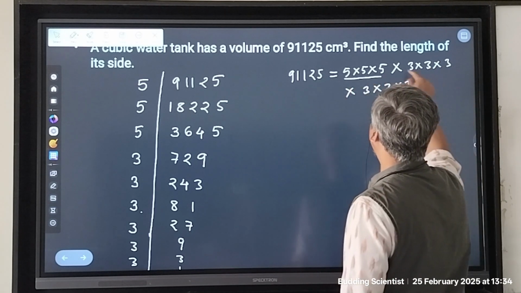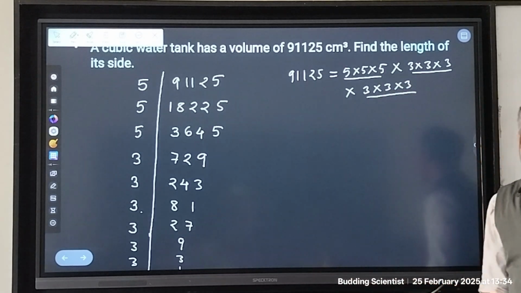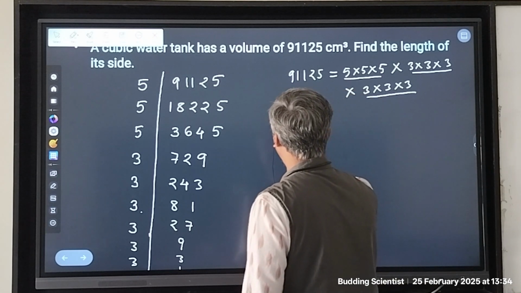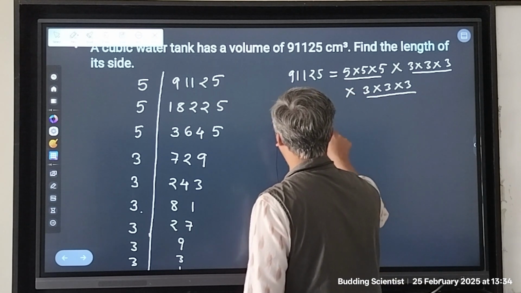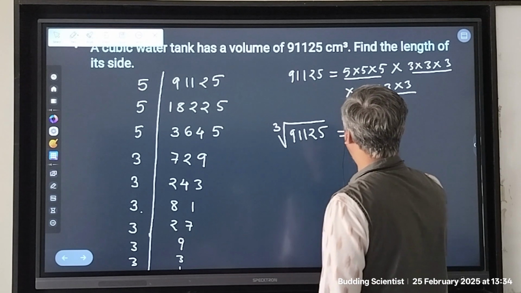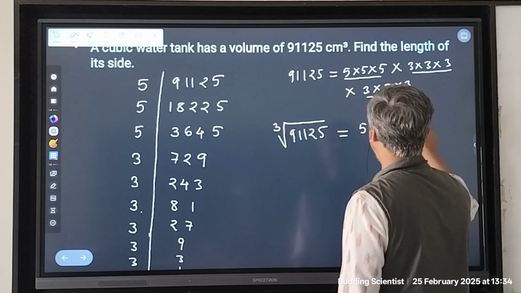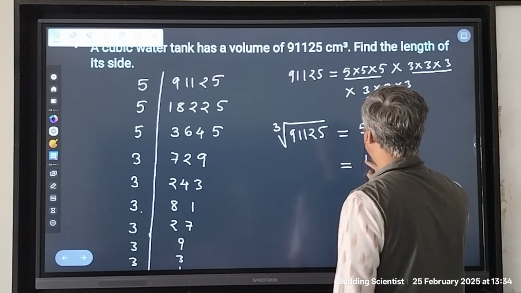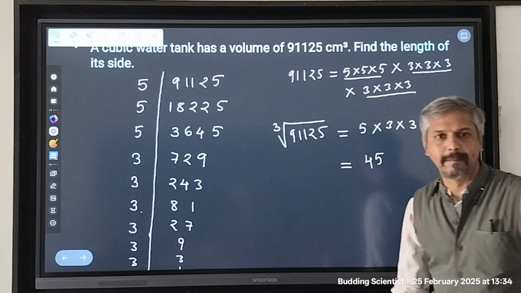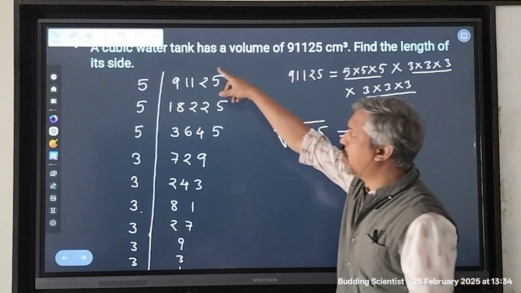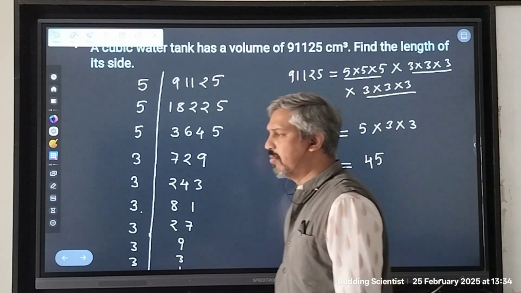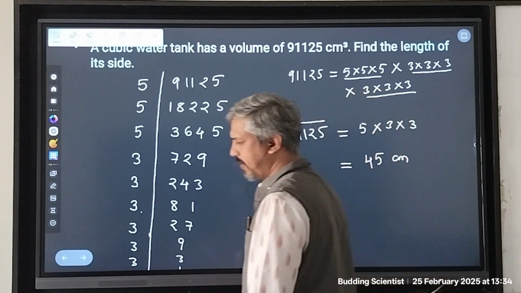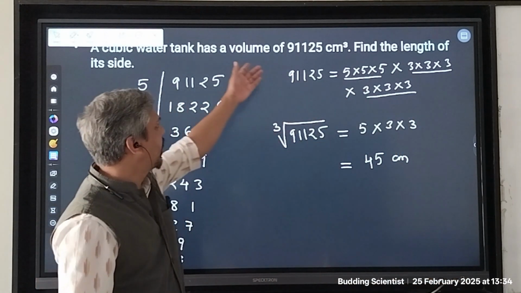So this is a perfect cube. You can see that there are 3 triplets. 5, 3 and 3 are the triplets that are coming. So cube root of 91125 is equal to 5 into 3 into 3. This is equal to 45. So the cubical water tank has volume of 91125 centimeter cube. So its side will be 45 centimeter, which is equal to the cube root of 91125.